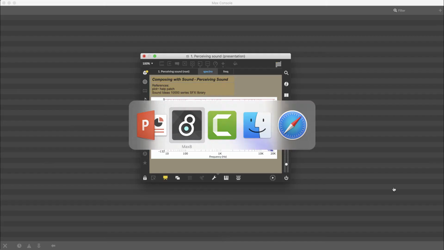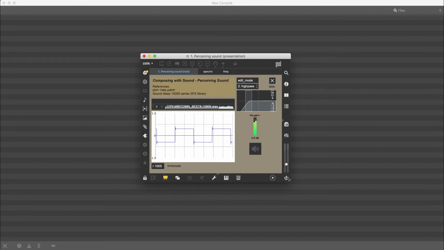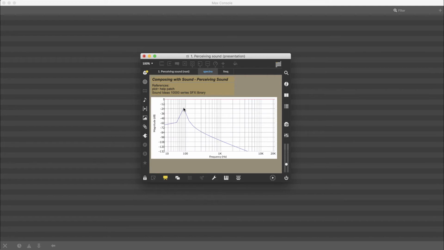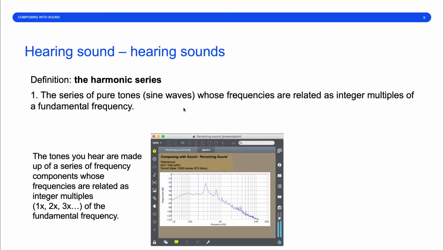Now let's go back to the Max patch and see if we choose our sine wave and display it over here on our graph. You can see that typical sine wave pattern of a pure tone with energy at just one frequency. Okay, so back to the earlier slide.